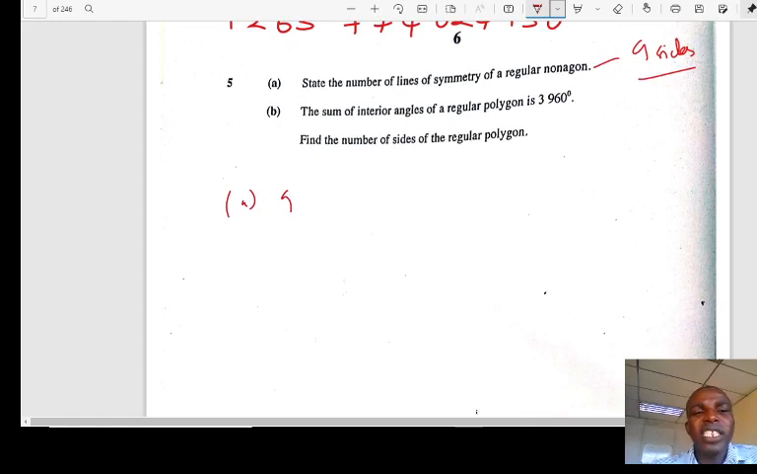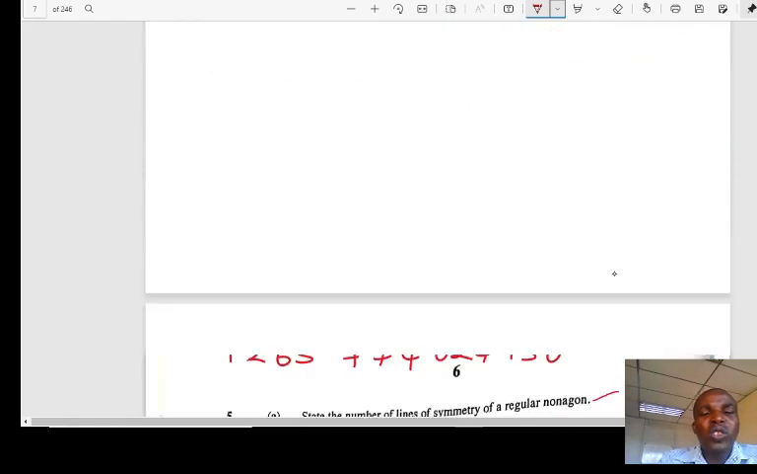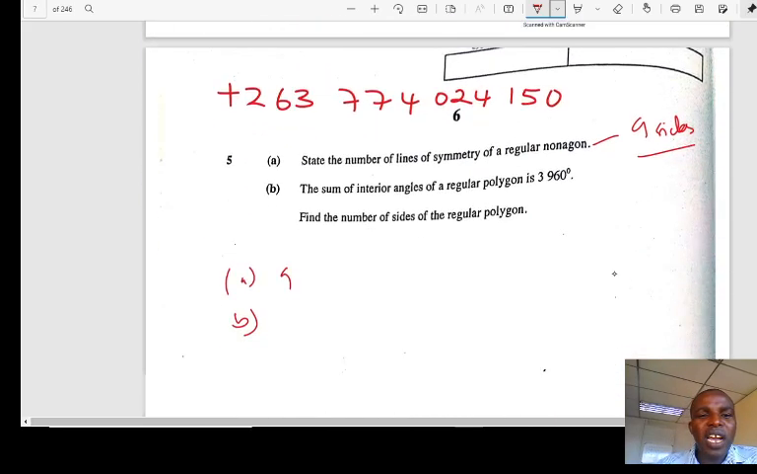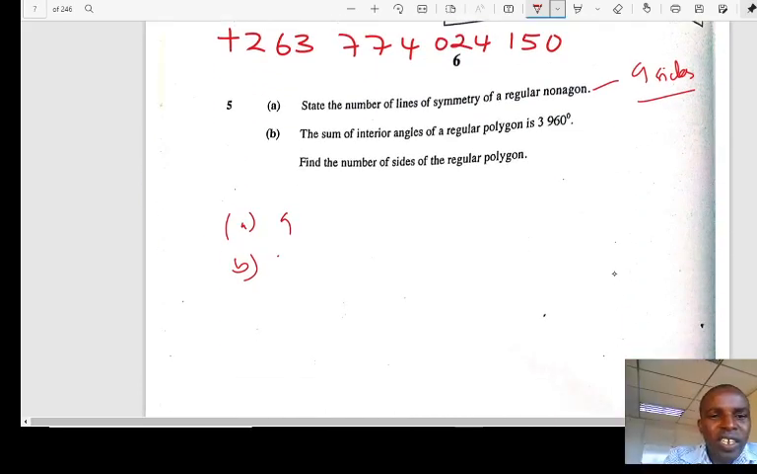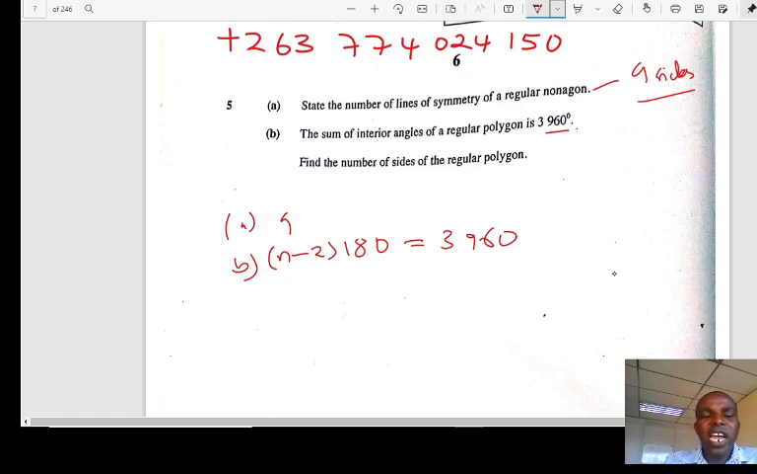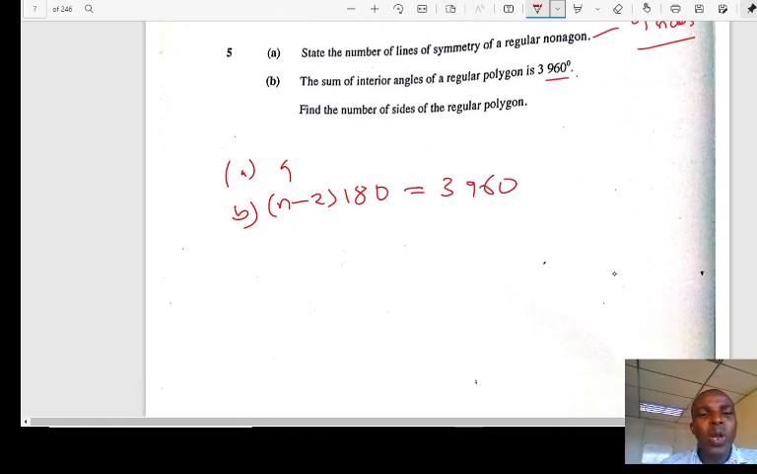Write this one. The sum of interior angles of any polygon, use the formula n minus 2 times 180. That's the formula for finding the sum of interior angles in any polygon. We are given the sum is equal to 3960. So just equate to 3960 like this. Form a simple equation. Then after that, remove the brackets, collect like terms, and simplify. That's how you solve equations.